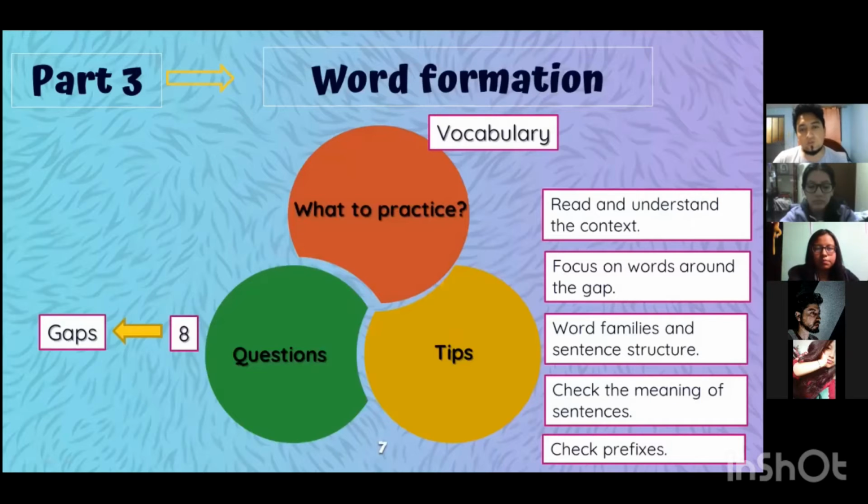I'm going to continue with the next part, that is part 3. It is called word formation. In this part there are 8 gaps, so you have to complete each gap with a single word. In this part you need to practice vocabulary, and some tips are: you should read and understand the context, focusing on words before and after the gap. In this part it's very essential that you know word families and sentence structure to complete each gap. In addition, it is necessary that you check the meaning of the sentence, and finally you can check if you need negative words using prefixes.